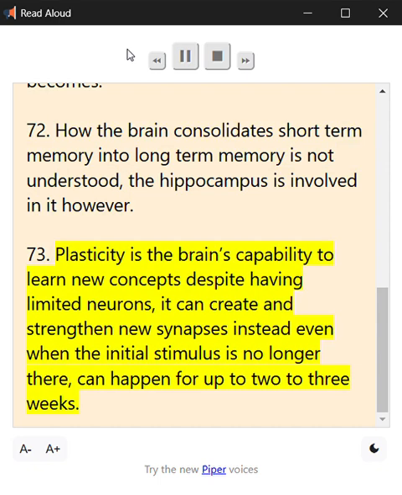73. Plasticity is the brain's capability to learn new concepts despite having limited neurons. It can create and strengthen new synapses instead even when the initial stimulus is no longer there, can happen for up to 2 to 3 weeks.